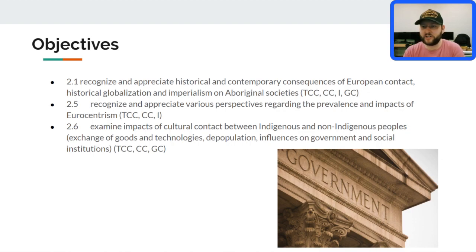Okay, so again, just understanding the first time that these different cultures came together. Imperialism is this idea of Europeans trying to take over and instill their values on Aboriginal societies. So we're going to look at the Beothuk people in Newfoundland, which is one of our first examples of cultural contact here in Canada.